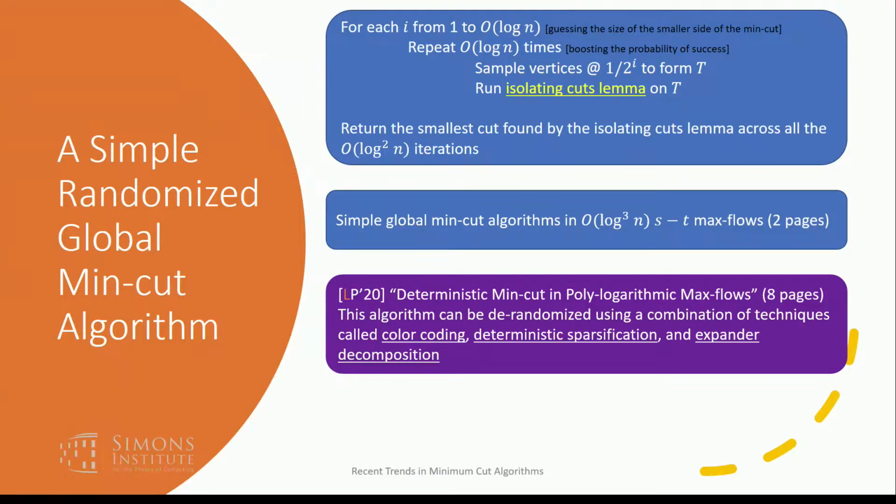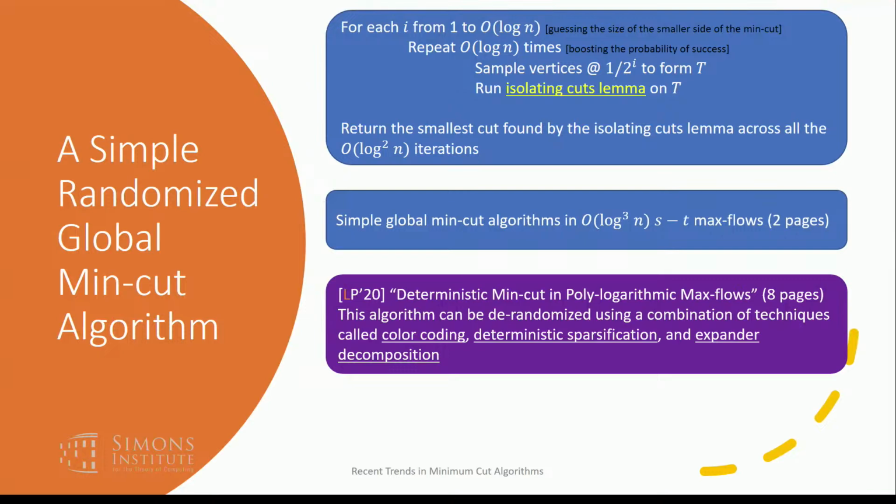The new tools we added in this work are pretty standard tools such as color coding, deterministic sparsification, and expander decomposition. But in spirit, the main conceptual contribution of this work really was the simple global min-cut reduction, and in particular the idea of isolating cuts.